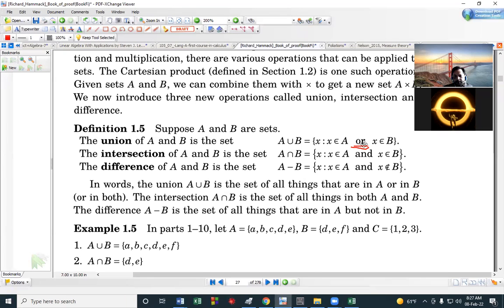So we say this OR is like inclusive OR: an element in A or in B, and an element in A and in B. So this OR here is inclusive OR. There are exclusive OR too.